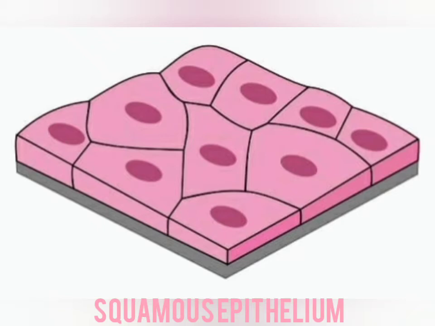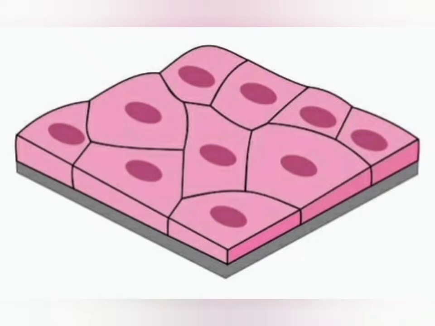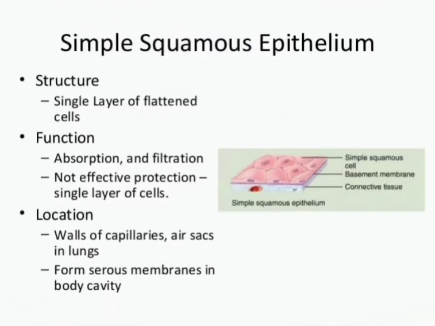So, what are the locations? This simple squamous epithelium occurs in lung alveoli, Bowman's capsule inside the nephron, blood capillaries, etc. So, as a whole, we can say the structure: single layer of flattened cells; function: absorption, filtration, not effective for protection; and location, as I told you, wall of capillaries, air sacs in lungs, that is the alveoli membrane, and forms serous membranes in body cavity.